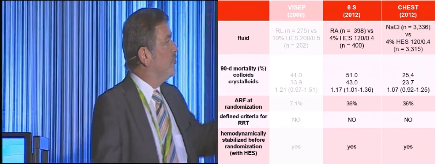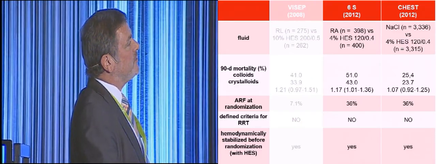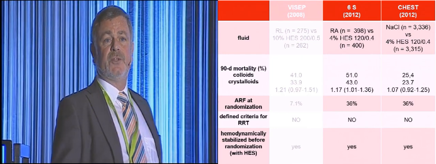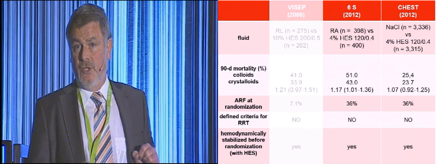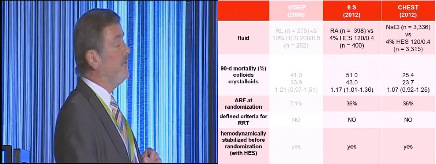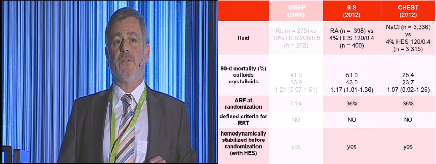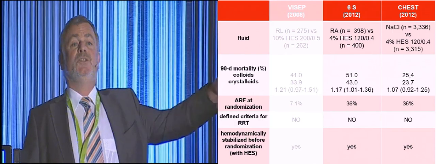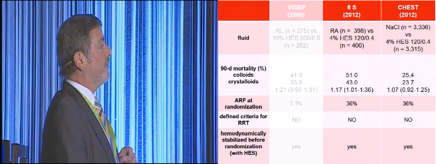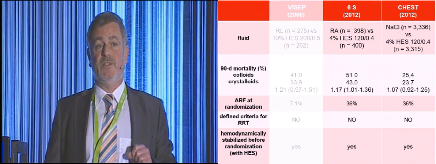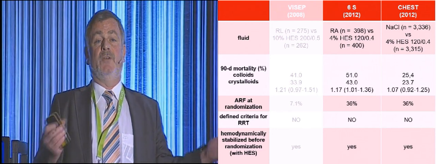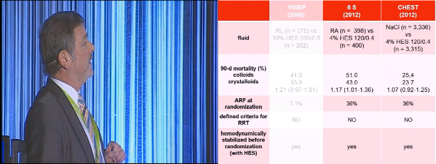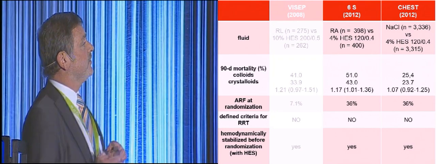And what are these issues? Just to summarize, you see that at randomization, about 1/3 of the patients already had acute renal failure, which is a contraindication for the use of starches. Were there defined criteria for renal replacement therapy? There were not. And what is even more important, all these patients that were included were already hemodynamically stabilized before randomization. So why are you giving fluid if the patient is already stabilized, according to the sepsis guidelines, resuscitation guidelines, sorry.